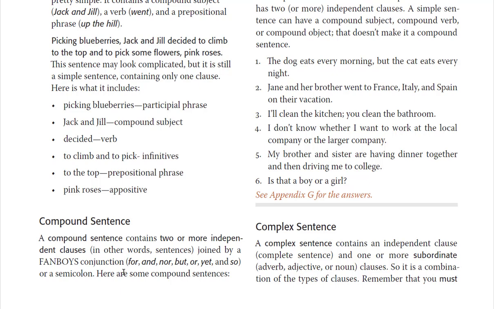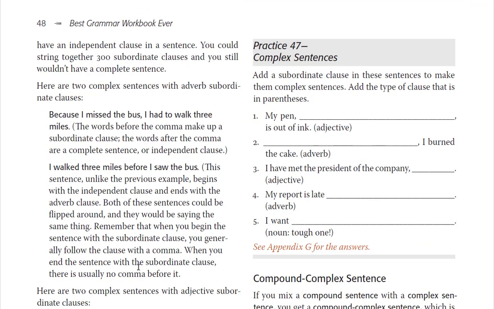Complex sentence. A complex sentence contains an independent clause, a complete sentence, and one or more subordinate adjective, adverb, or noun clauses. So it is a combination of the types of clauses. Remember that you must have an independent clause in a sentence. You could string together 300 subordinate clauses and you still wouldn't have a complete sentence. Here are 2 complex sentences with adverb subordinate clauses.